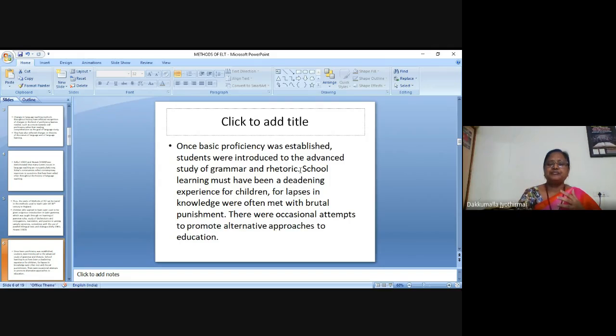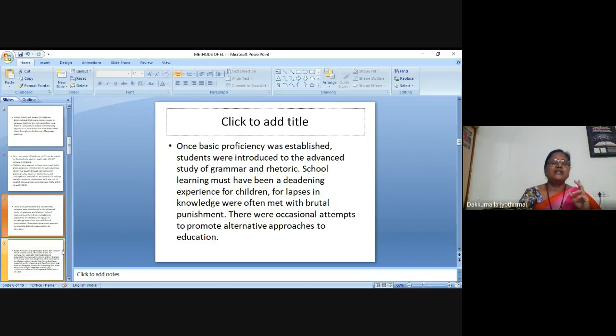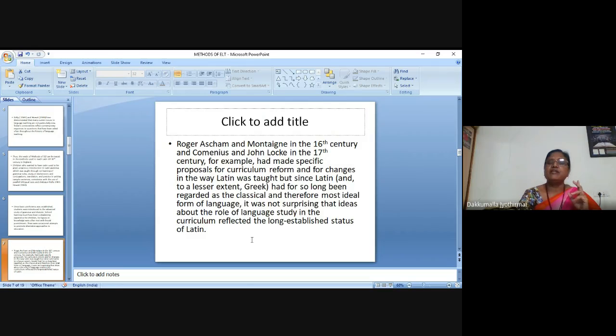Okay, besides this way of teaching the grammar rules and then practicing the translation, there were occasional attempts to promote alternative approaches to teach Latin, but they were never popular, or never adopted. In this regard, Roger Ascham and Montaigne in the 16th century, and Comenius and John Locke in the 17th century had made specific proposals for curriculum reform and for changes in the way Latin was taught.